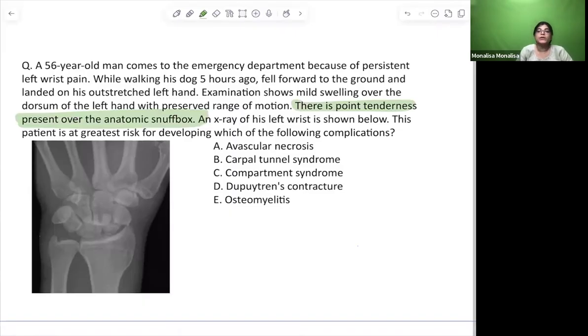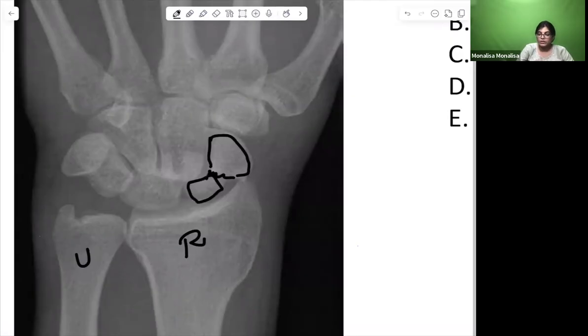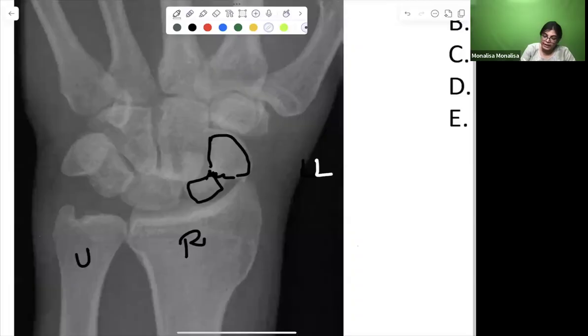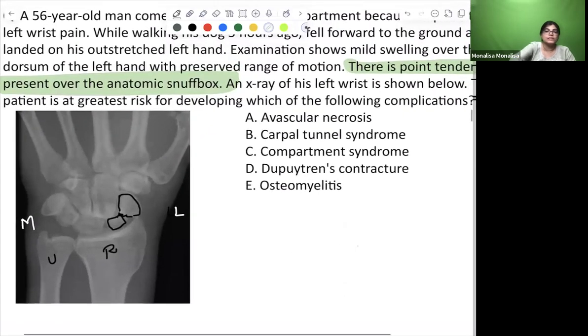The X-ray has been shown below. Can you tell me the complications? So see here, this is R for radius and this is U for ulna. And you can see this bone is fractured. Okay, so this is lateral and this is medial. So this bone is fractured and you can tell me what will be the complication in the patient. What is the right answer?